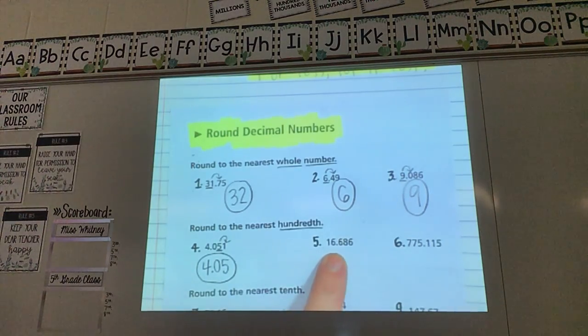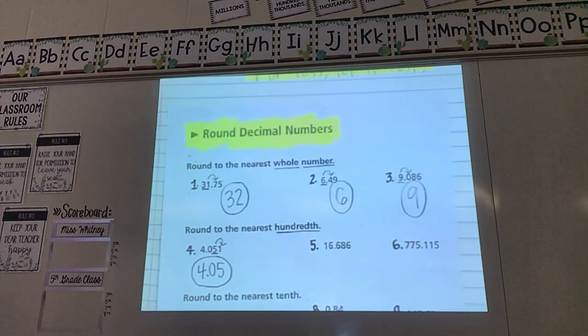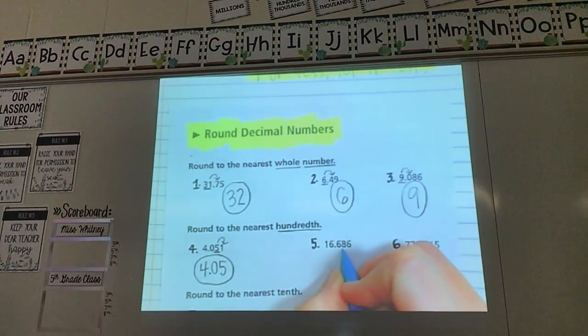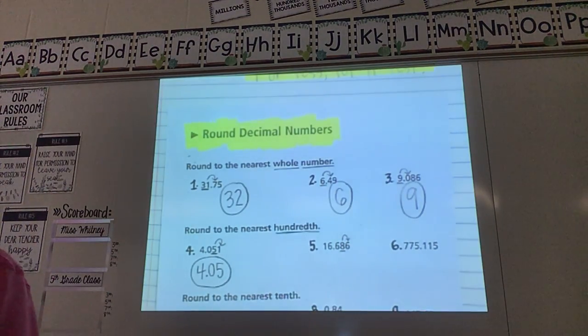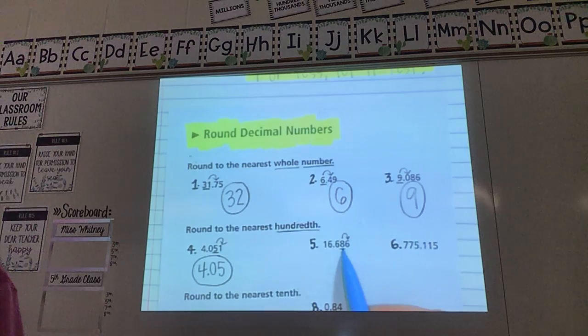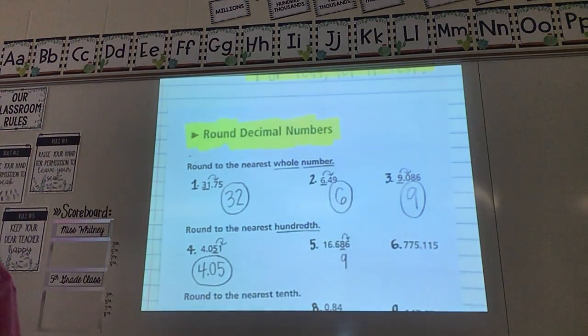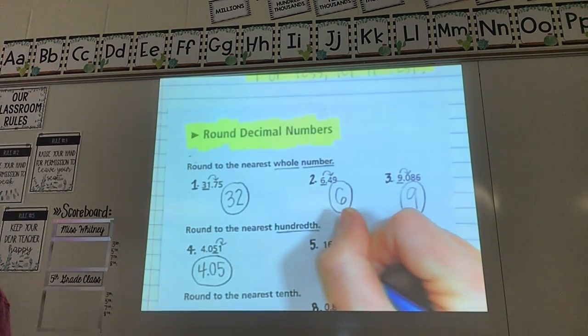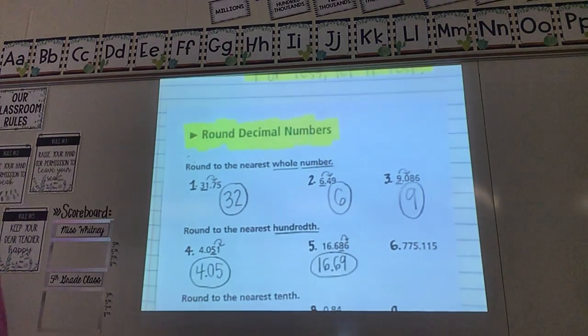We're still rounding to the hundredth. Which one of these numbers would be in the hundredths spot? That would be the 8. Draw my arrow to look behind. What is my 8 going to do? Is he going to stay the same or go up? 5 or more, let it soar. 4 or less, let it rest. So my 8 needs to go up to a 9. And then I'm going to copy down all the numbers that came in front of it. 16.69. Remember, we don't put anything behind it. Just copy down the ones that come in front.